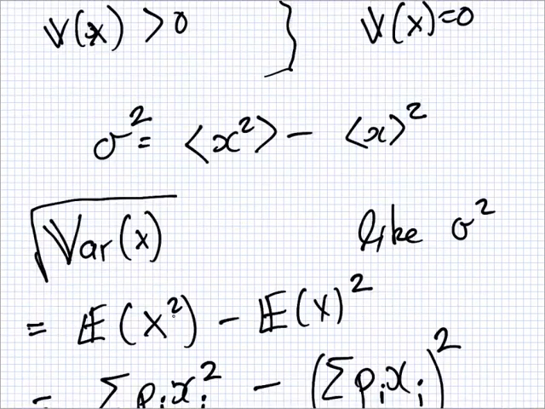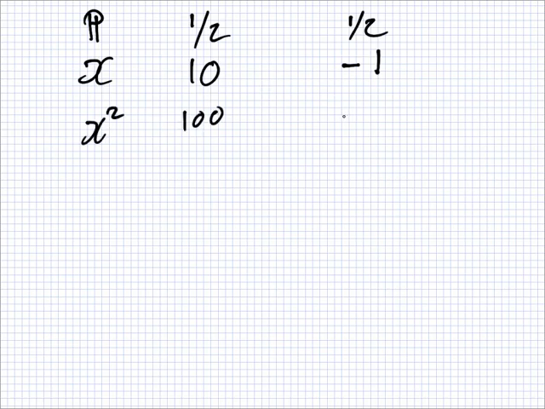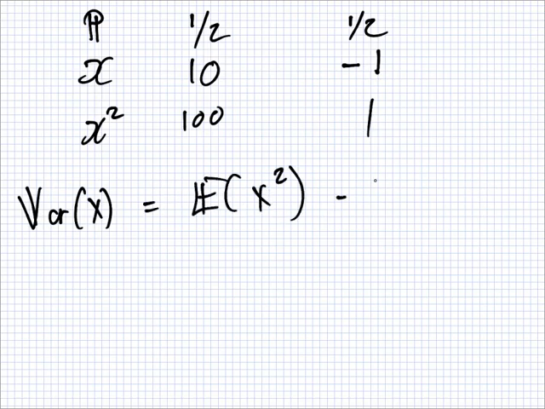So let's do it for the first game. Okay, so we have x, 10 and minus 1, wasn't it? And the probability was a half and a half. And the x squared will be 100 and minus 10. How is it minus 10? Minus 1 squared is 1, not 10. Right, thank you. So the variance of x will be the expected value of x squared minus the expected value of x, squared.